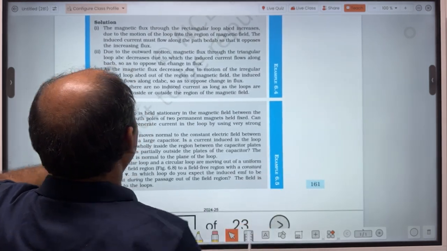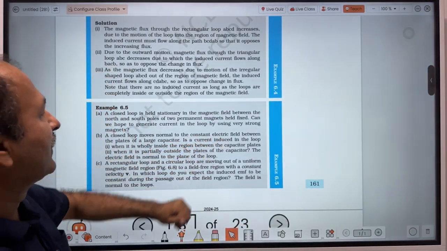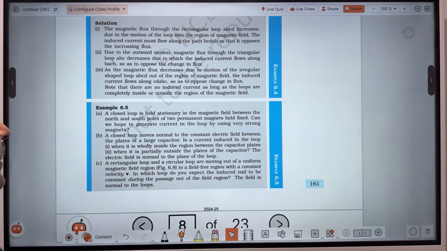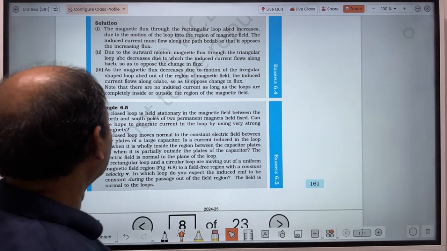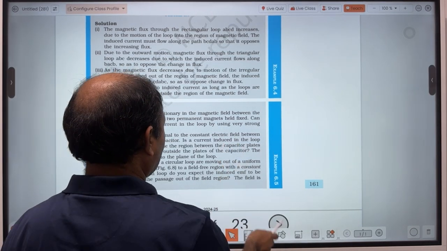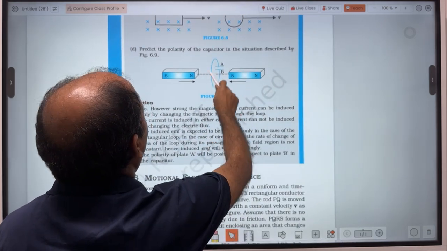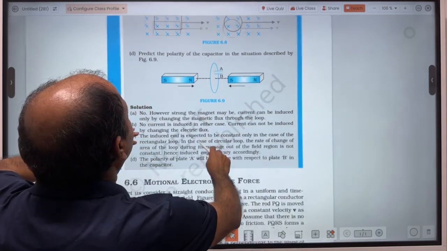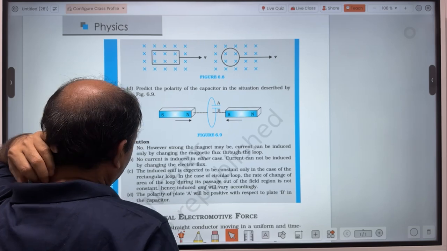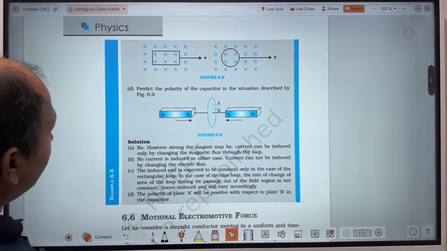a closed loop moves normal to the constant electric field between the plates of a large capacitor. Is a current induced in the loop when it is wholly inside the region between the capacitor plates? When it is partially outside the plates of the capacitor, the electric field is normal to the planes of the loop. So let's see the situation. Here, what is happening? Here, this is the case. Right?